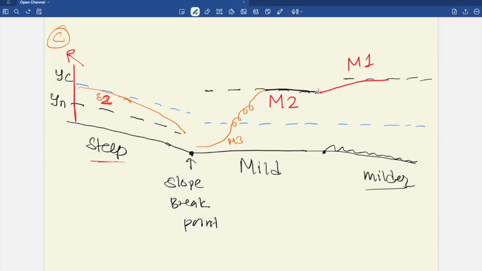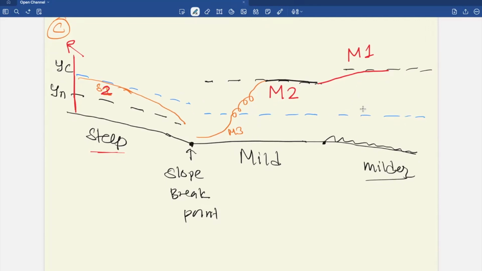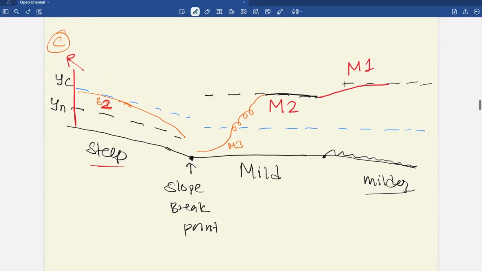And after it reaches here, this surface is rough, so it has a higher Manning's n, and the rough section acts like a downstream obstruction, and it demands deeper flow. So water must rise above the smooth section yn to reach the rough surface yn, and this is above the original yn, zone 1. So here also there will be a backwater effect.